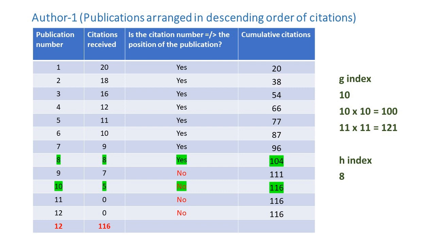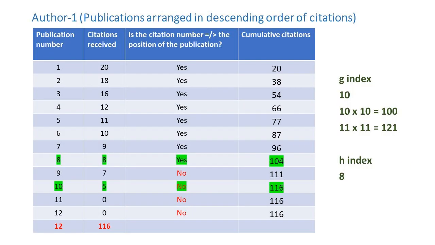Okay. For example, see the 8th row. The 8th paper has been cited 8 times, and 8 is equal to 8. But the 9th paper has been cited only 7 times. So 7 is not equal to or greater than 9. So 8 is the H index of this particular author. I have given it on the right side of the slide. But go on calculating this squared thing.